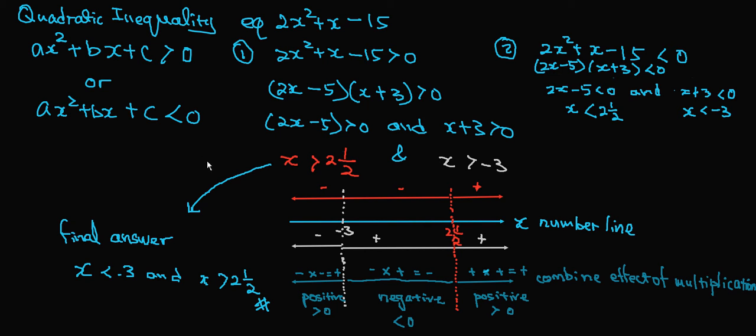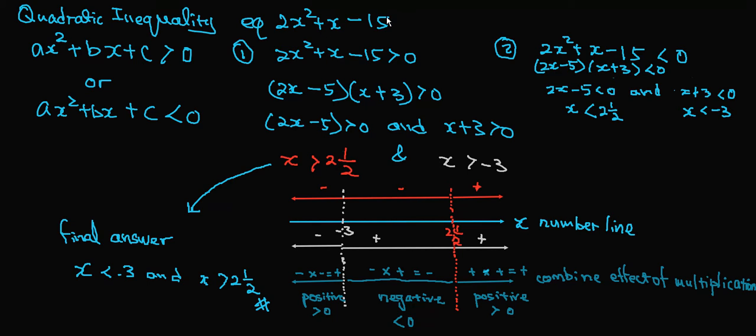Okay, now we're going to look at the topic on quadratic inequality again. But this time we are going to use a number line to find the range that meets the requirement, whether it's bigger than 0 or smaller than 0. Now let's look at the first case, whereby it's more than 0.